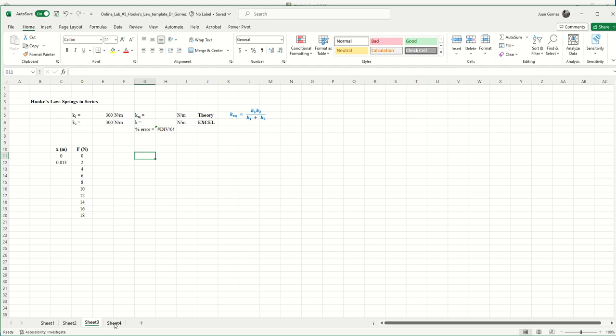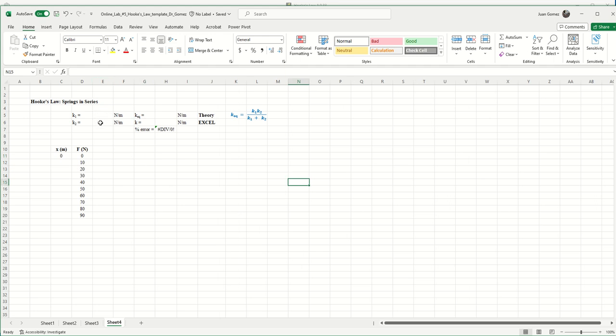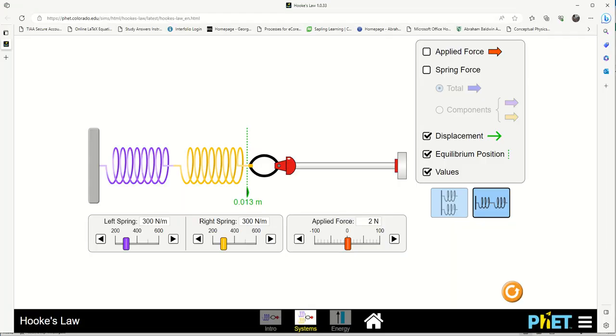Now for sheet 4, here's where you want to choose K1 and K2 to be different, and here's where you want substantially larger values. So I'm going to use a K1 of around 450. I think the limit in the simulation for K2 is 600. So let me see, 450 and 600. Yeah, 600 is the limit, so I'm going to do 450 and 600.